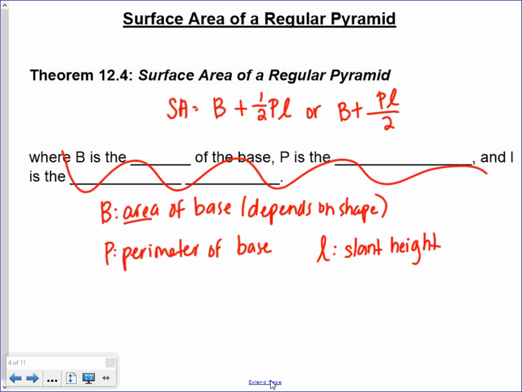Okay, so remember, surface area is everything on the outside. We wouldn't be using the normal perpendicular height here because that's on the inside of the triangle. We want everything around the outside. So that's what we're going to use, the slant height, the ones that are on the outside of the pyramid. Why they chose a cursive L, I don't know, but you're going to see that cursive L, so that means slant height.